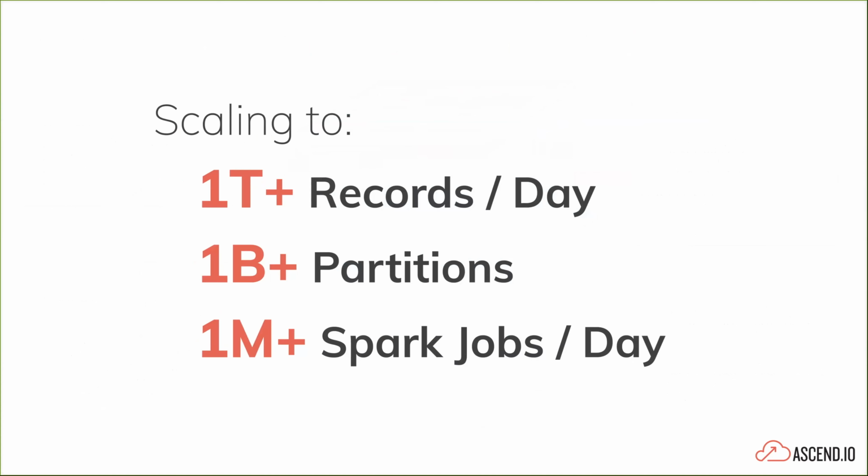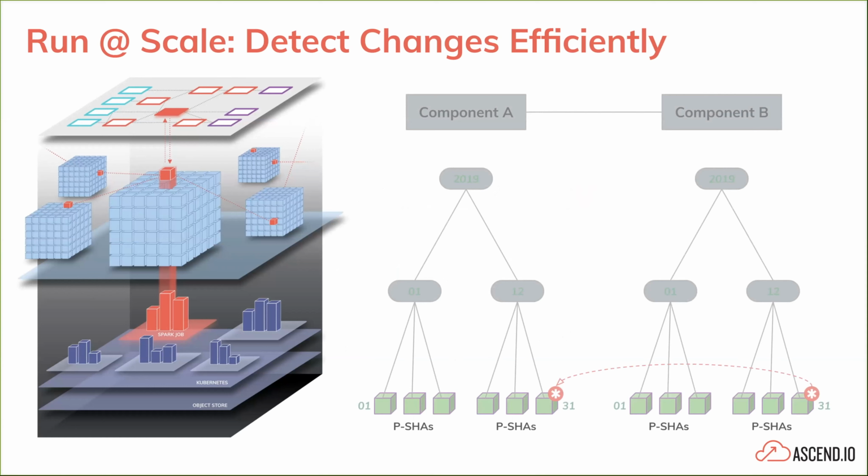And so now that we've talked about what an intelligent control plane looks like and how it enables these declarative pipelines, we'll go a little bit deeper into how we do this at scale. The first part here is we need to be able to detect changes efficiently. We need to know what's changed and why without having to recompute all the p-SHAs all the time, which is actually a very tedious process.